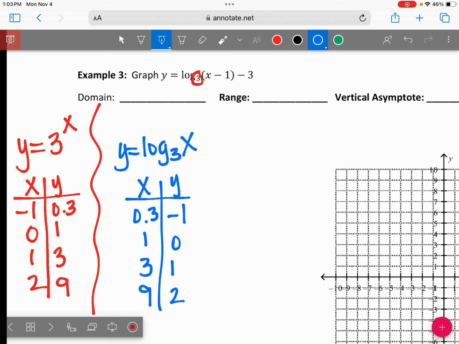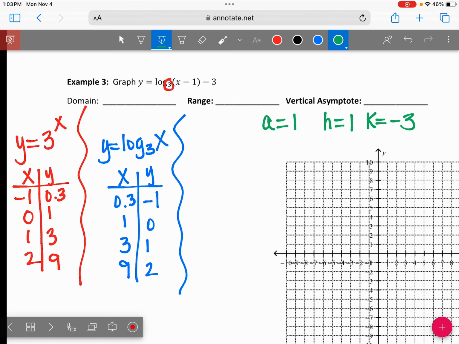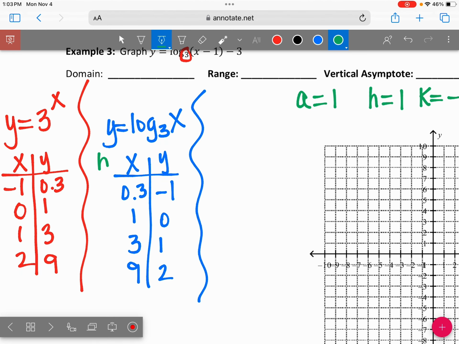And then the last thing we do, we don't graph that one either, is apply our transformations. So what is our a value in this example? What's a? 1. What's h? Positive 1 or negative 1? Positive. And what's k? Negative 3. So let's go ahead and apply our transformations as h plus x. So you're going to add the 1. And then for your y values, you're multiplying it by a and adding k.